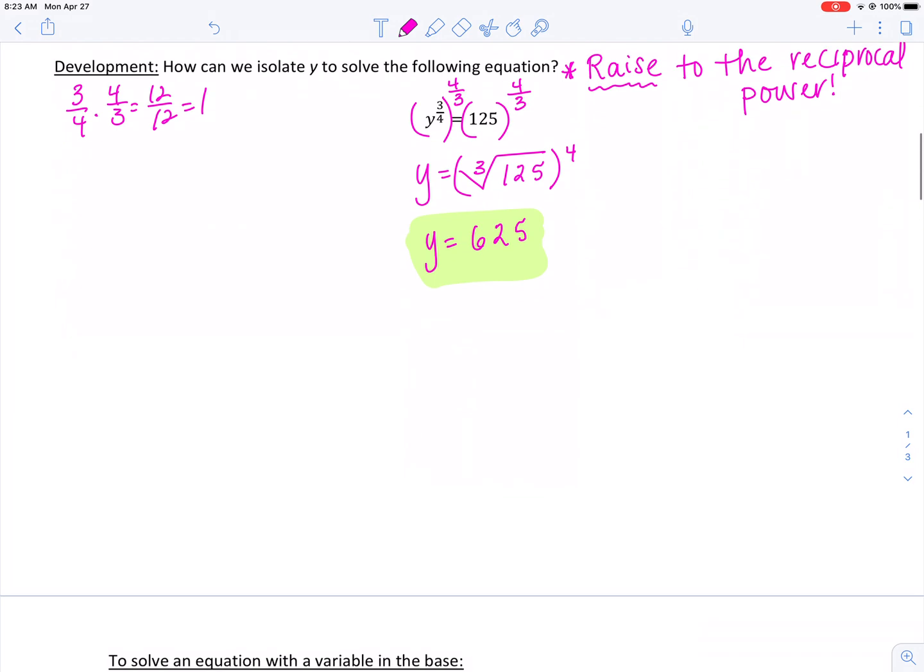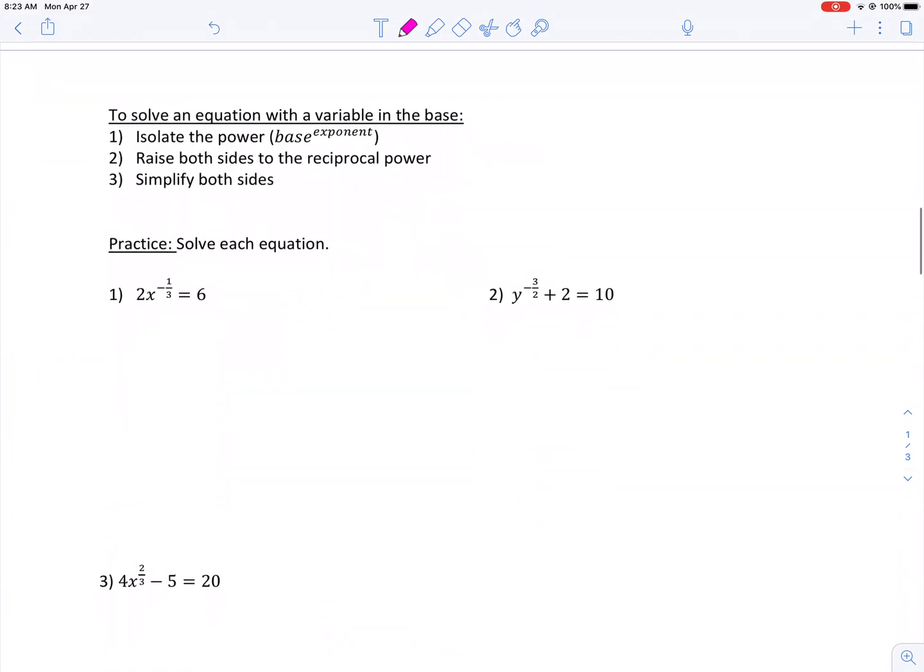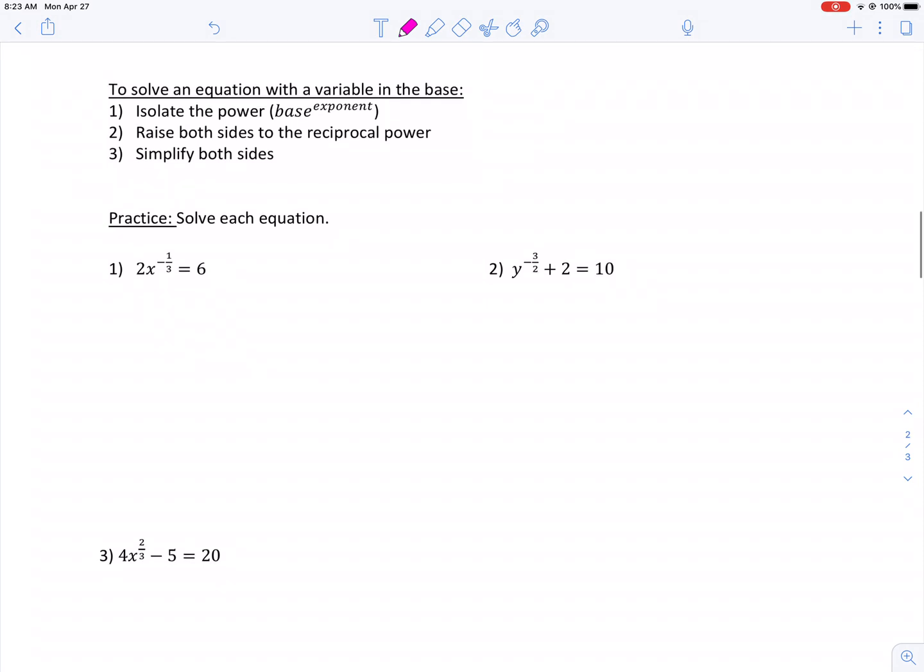All right, so here are the rules. You're going to solve an equation with a variable and an exponent, and your exponent is going to be fractional. You are going to isolate the power, raise both sides to the reciprocal, and then simplify. It starts to get a little more difficult, because look at number 1. Everybody will think that the 2x is being raised to the negative 1/3, but it isn't. Only x is being raised to the negative 1/3, which means we have to get rid of that 2 too, because we need to isolate the power, the base.